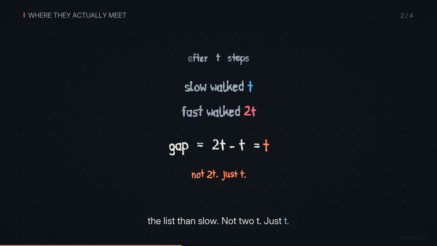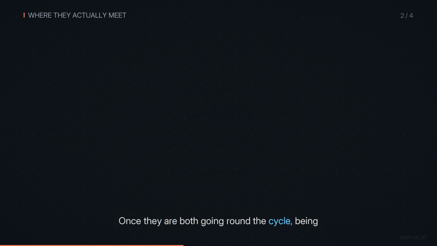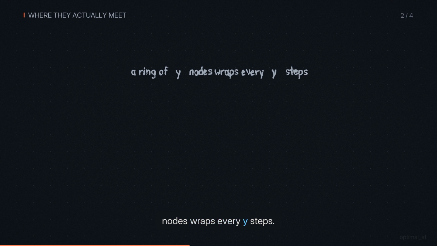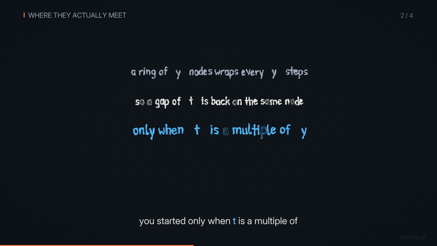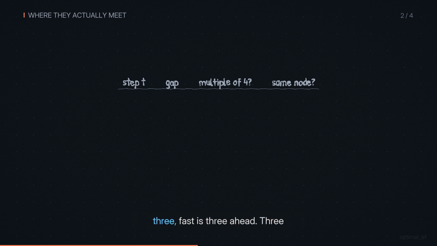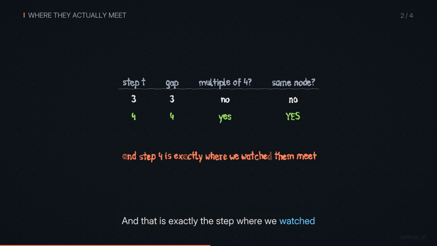Not 2T, just T. Once they're both going round the cycle, being T nodes further along means being T nodes further around the ring. And a ring of Y nodes wraps every Y steps. So walking T nodes forward lands you back where you started only when T is a multiple of Y. Watch that on our list. Y is 4. At step 3, fast is 3 ahead. 3 is not a multiple of 4, so they are on different nodes. At step 4, fast is 4 ahead. 4 is a multiple of 4, so fast has gone exactly 1 full lap and landed back on slow.